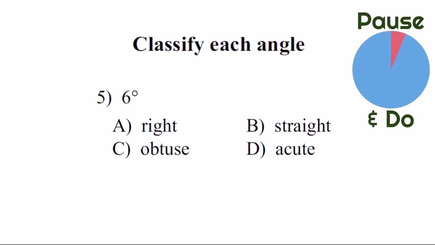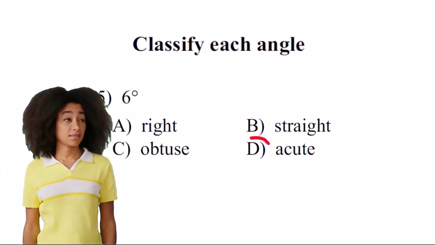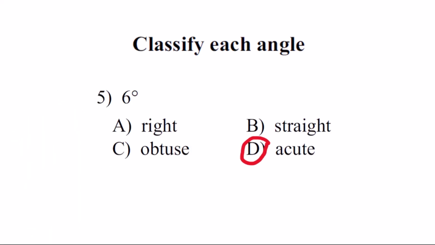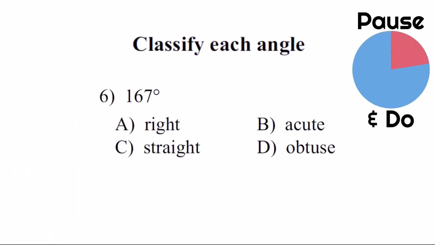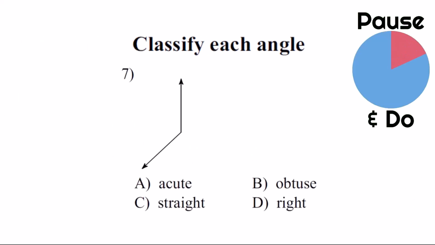Classify the angle. Oh, I bet you got it. That is a cute little angle. Do it again. That is a big angle. It's between 90 and 180, so that is an obtuse angle. How you doing so far? I'll bet you're acing this. Obtuse.